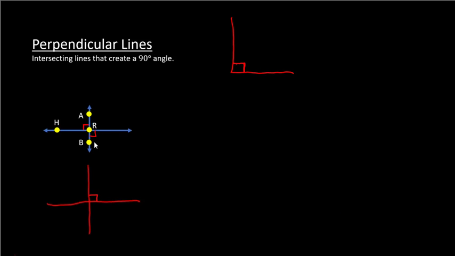And so looking back over here at line AB and line HR, if you want to state that these lines are perpendicular, there's actually a symbol for perpendicular, and the symbol looks like this. It's going to be an upside down T, like we see right here. So we write AB is perpendicular to HR, and the upside down T is the symbol for perpendicular. So in English, we could state that as line AB is perpendicular to line HR.